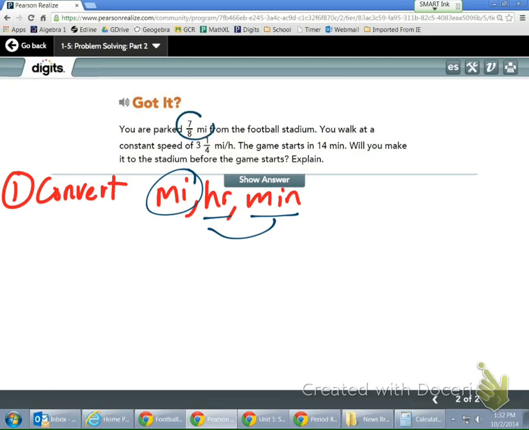For the first one, we talked about where they parked. 7/8 miles. We can't do anything with that, right? No. It is what it is. 3 1/4 miles per hour. Can we do something about that one? Yeah. Okay. Now you have to decide. Are we going from hours to minutes, or minutes to hours? Which one do you want to do?